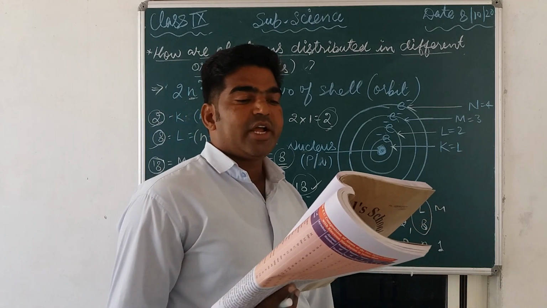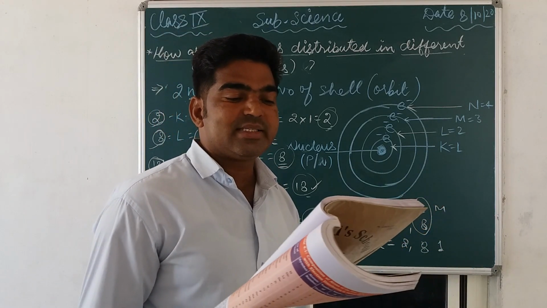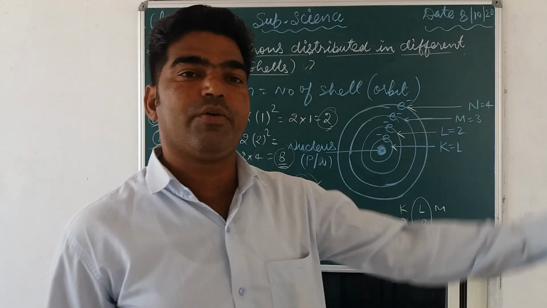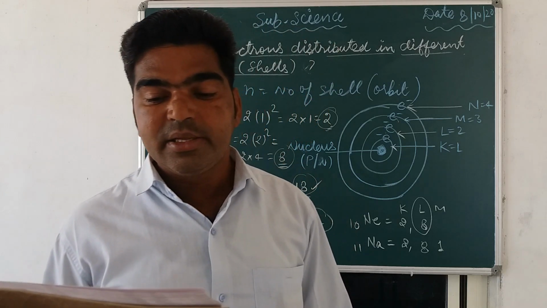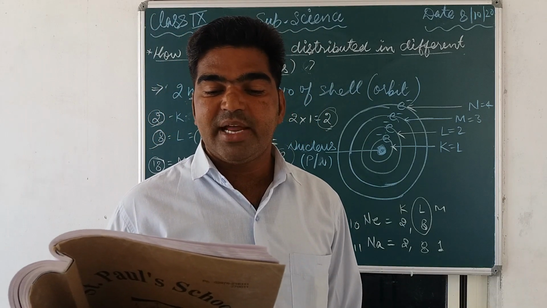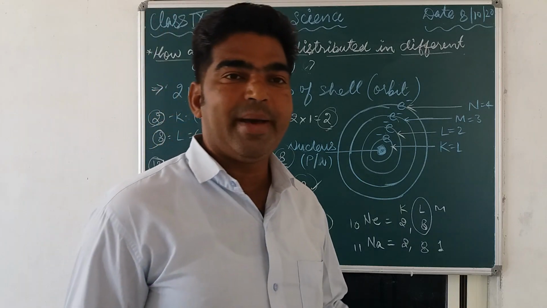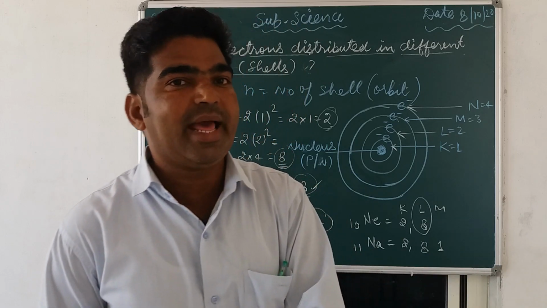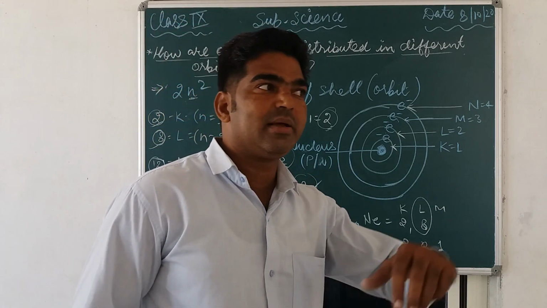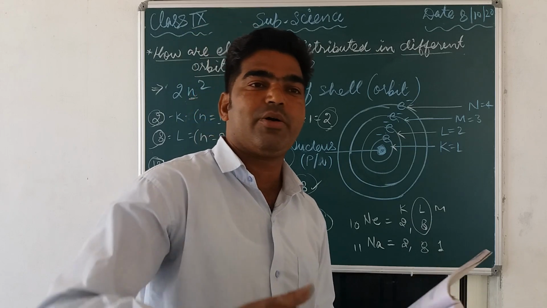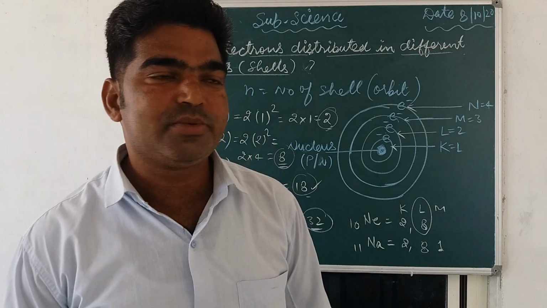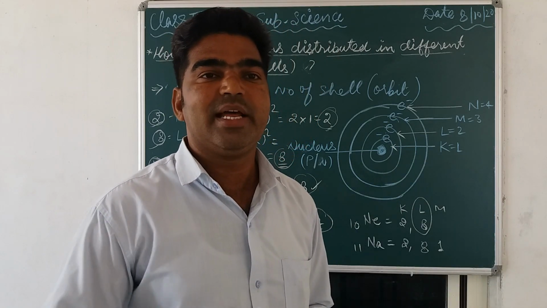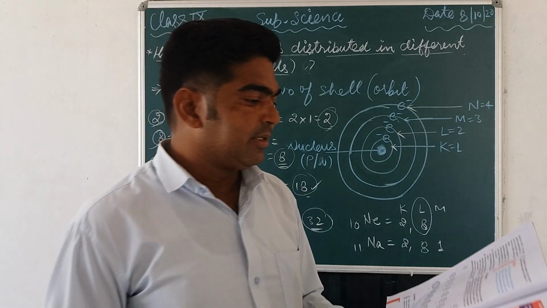Third point: electrons are not accommodated in a given cell unless the inner cells are filled. We should first fill the inner cell, then go to the next outer cell. So the cells are filled in a stepwise manner. It should not be that you put only one electron in the inner cell and leave it, then go to the next level. No, first you fill the inner cell. If the inner cell is completely filled, then you go for the next cell.